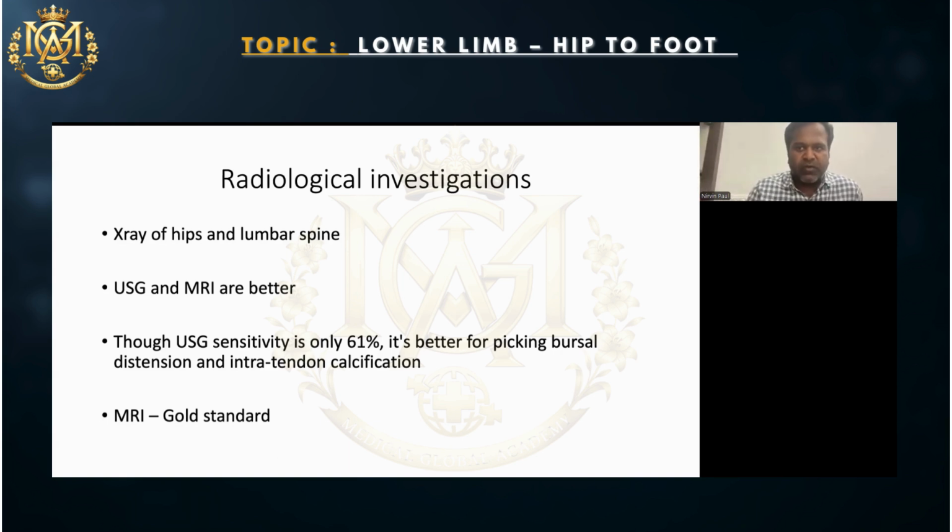and also the amount of fluid, the amount of signal changes over the greater trochanter or over the gluteal tendons. And all these are better, but an ultrasound, though it has only a 61% sensitivity, is far better for bursal distension and picking up calcifications than an MRI scan, because on an MRI scan, it will just show a change in the signal. But on an ultrasound, you'll be able to see an exact calcification.